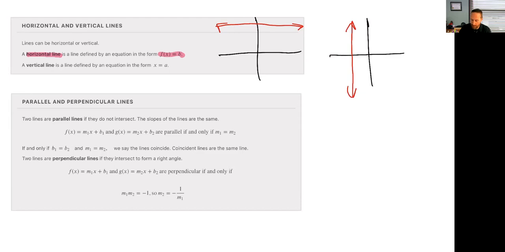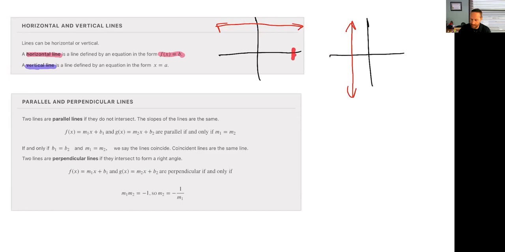Then what about the vertical line? Vertical line, a little bit different. Notice they're writing it instead of y equals some number, they're writing f of x. Because remember, we talked about a function has to pass the vertical line test. Well, if it's a vertical line, it's definitely not going to pass. It fails miserably. This only hits one place, one place, one place, one place.